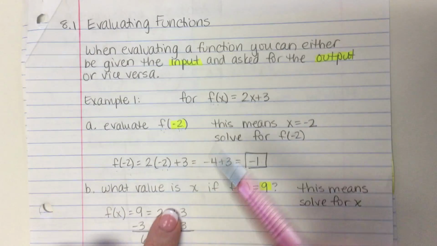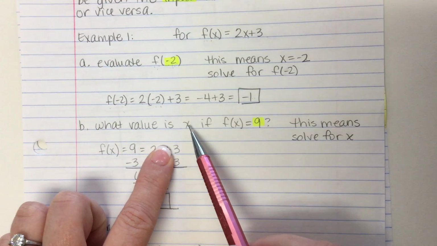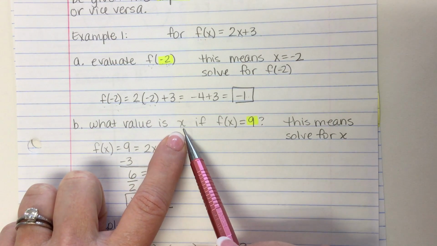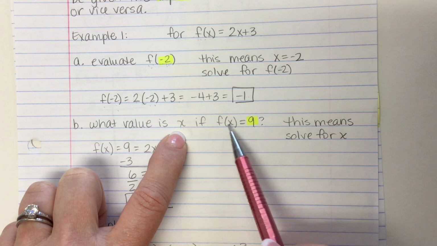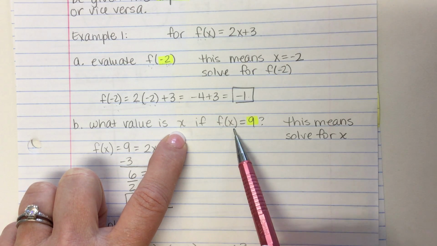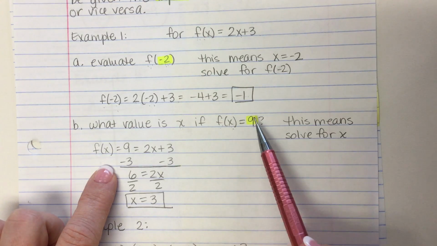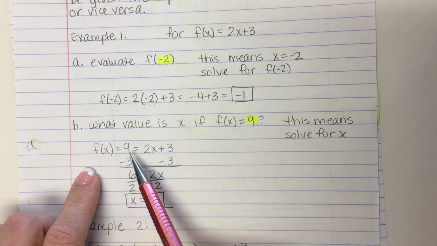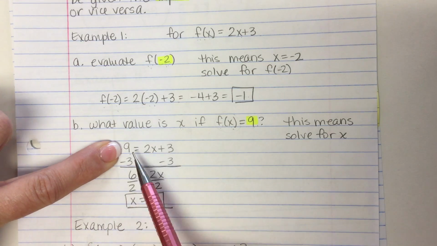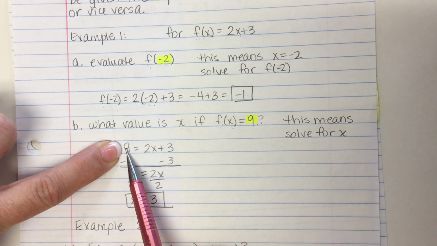This was the input. This was the output. Sometimes they ask you the other way around. They say, what is the x value if the function is equal to 9? So the whole function is equal to 9. F of x didn't change, just the function. So instead of f of x, I'm going to put 9. I still have the function, so 9 is equal to this.